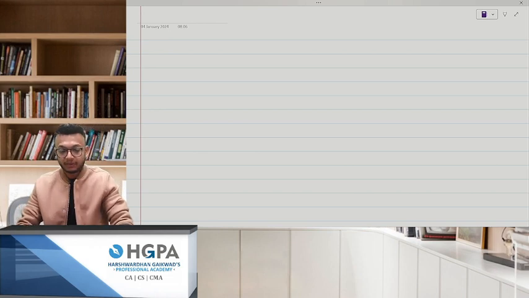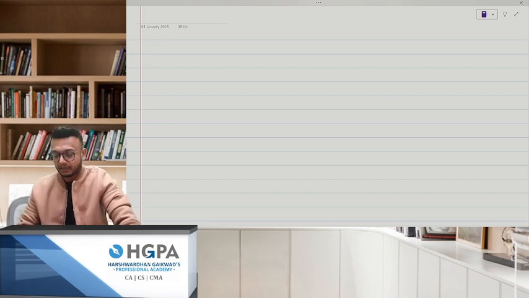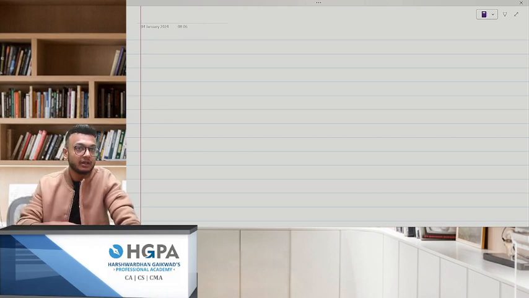Okay, you'll understand why. सबसे पहले what we started: return of single security. What was the formula? Very simple. R is equal to D1 plus P1 minus P0 divided by P0 into 100. Next, we jumped on to what concept? Expected return can be computed by two methods. One was simple average, second was probability. Third concept was risk of single security. Two formulas, P not given and P given.